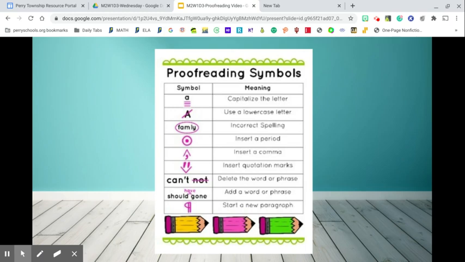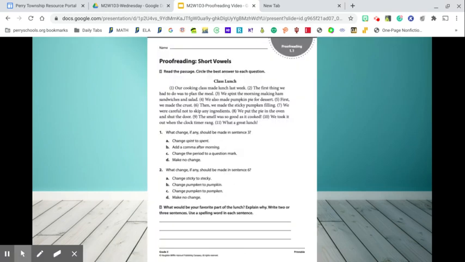You could delete a word or take out a phrase. We might need to add a word or phrase. And you also might need to start a new paragraph. So those are just some of the common symbols that you might be using when we are proofreading. We're going to be looking at proofreading for spelling, and we're going to read a passage and then answer the questions that best complete the question.